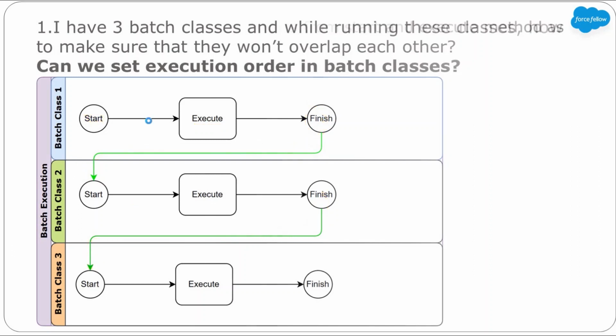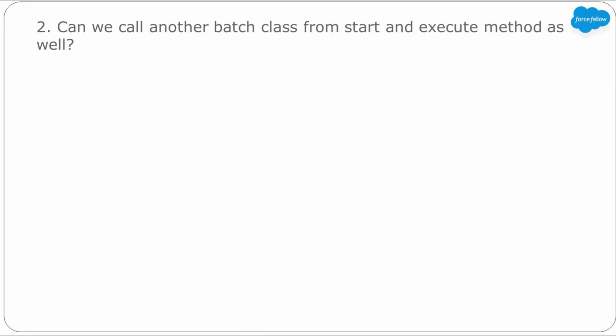Okay. Now next we have, can we call another batch class from the start and execute methods as well? So as we have seen in the last slide, to make batch chaining, we can call another batch class in the finish method. But the interviewer can also ask you to call another batch class from the start and execute methods. Then your answer should be no. We can only start another batch class from the finish method, not from start and execute. Okay.